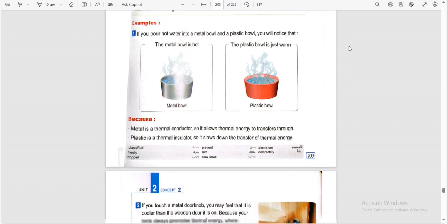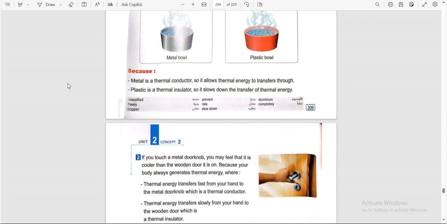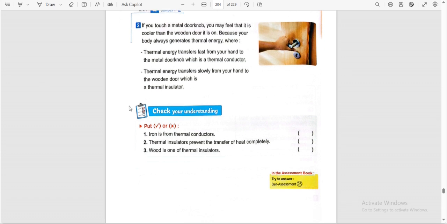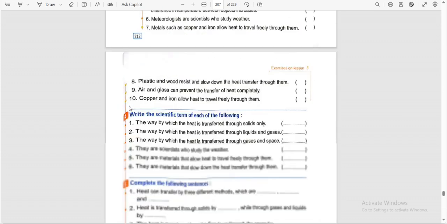So let's see these two examples. We have the same temperature for water in both cases, but one bowl is metal and the other is plastic. Which one do you think you can hold in your hand? Obviously the plastic one, because it insulates heat. Good. In this case, we have a door knob and it has two sides, outside and inside, right? If you heat one side, you can feel the heat on the other. So this is an example of heat transfer.